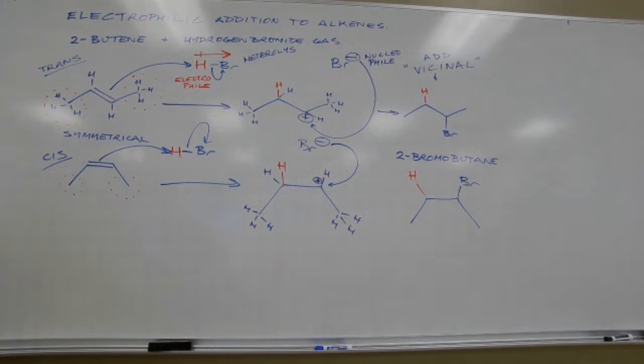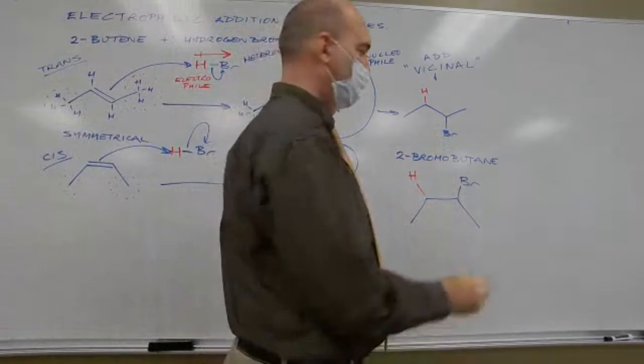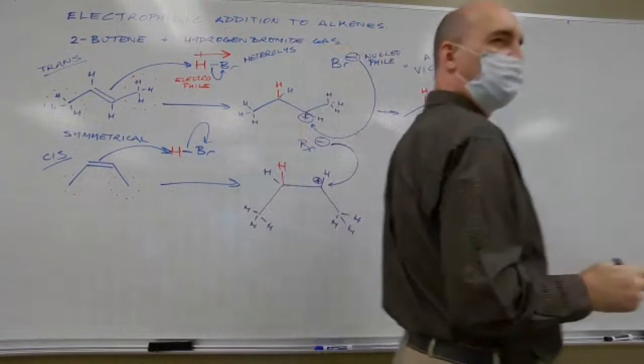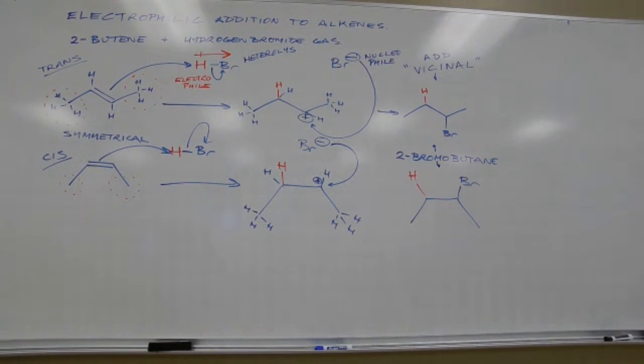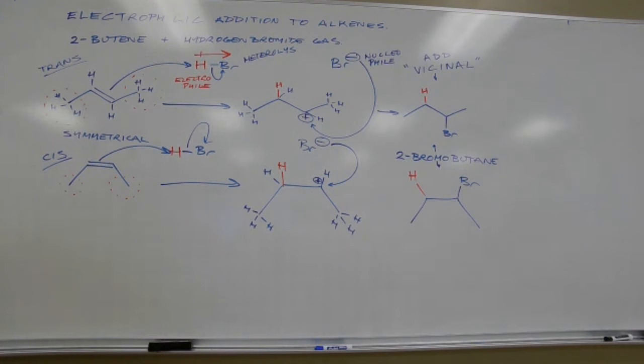Now, the question is, are they different? What would the name of the bottom one be? If the top one is 2-bromobutane, what would the bottom one be? This is also 2-bromobutane. These are both 2-bromobutanes. So are they the same? Is there something I'm missing, or are they just the same? Looks like they're just the same. Doesn't matter whether you start out with cis or trans, or maybe it does. Maybe we just haven't asked the right question yet.